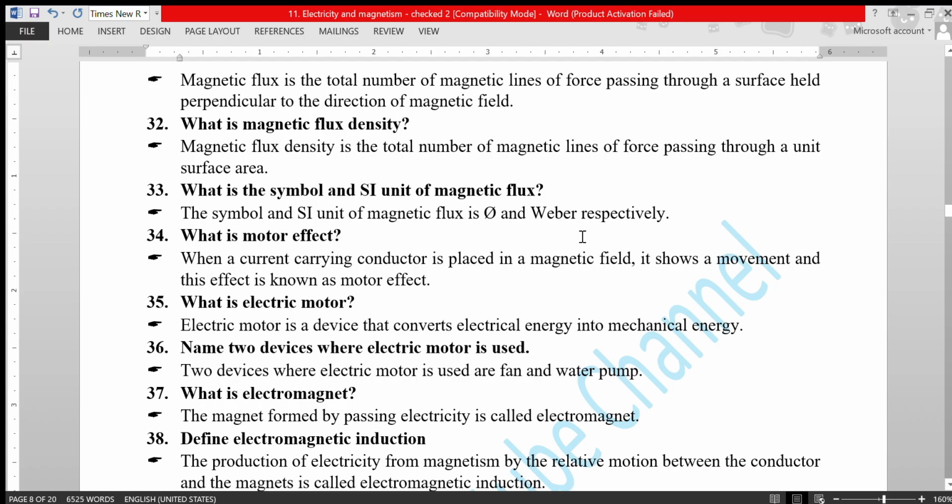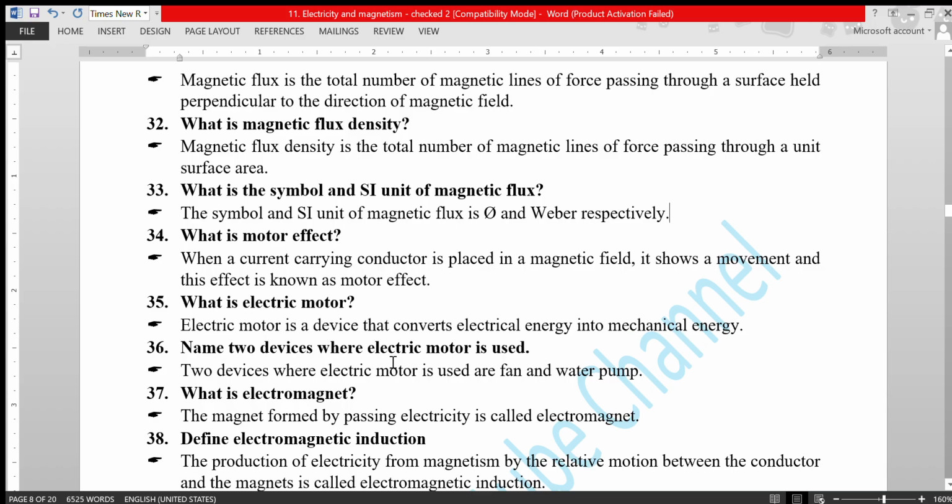Symbol is phi and SI unit is Weber. What is motor effect? When a current carrying conductor is placed in a magnetic field, it shows a movement, and this is known as motor effect. What is electric motor? It is a device that converts electric energy to mechanical energy.